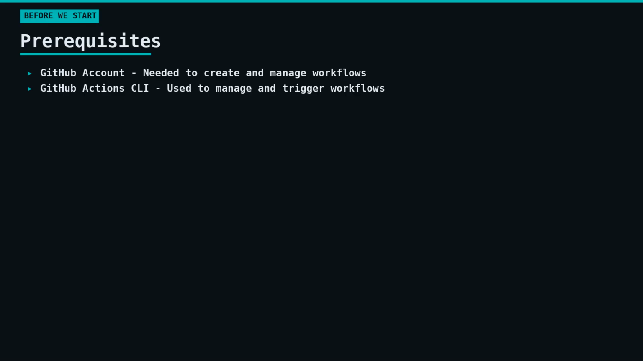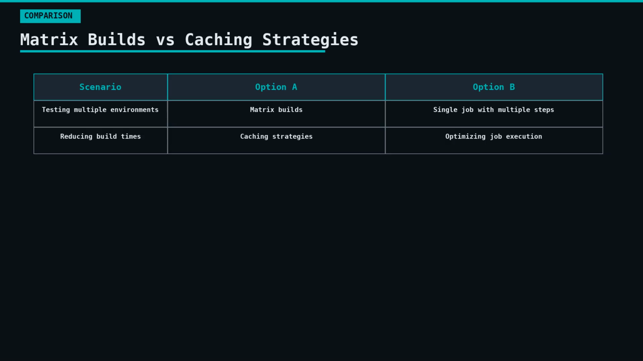You'll also need to install the GitHub Actions CLI tool, which is like a kitchen appliance that helps you manage your workflow. Don't worry if you're new to GitHub Actions, we'll cover the basics as we go along. Now, let's compare matrix builds and caching strategies to other approaches. When to use matrix builds? When you need to test your code against multiple environments or versions. When to use caching strategies? When you have frequently used dependencies that can be stored to reduce build times.